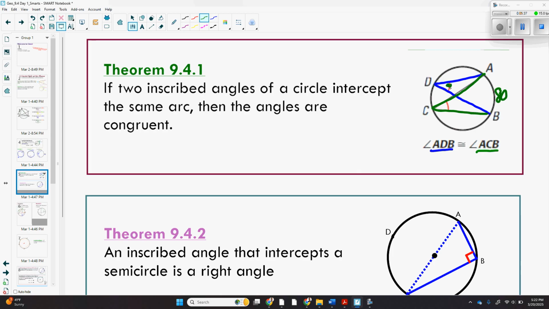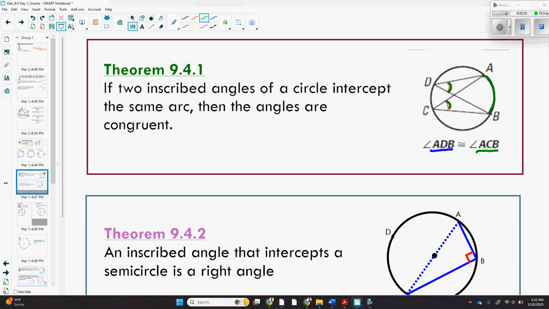It doesn't really matter what the number is, but they're saying that angle D and angle C are congruent. In fact, if I erase all this, that is why it has these lines or these loops in here to show those two are congruent, because they cut through the same intercepted arc.